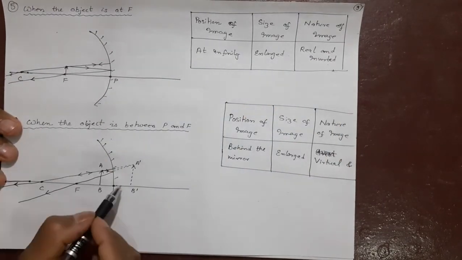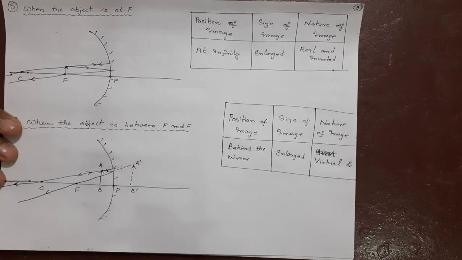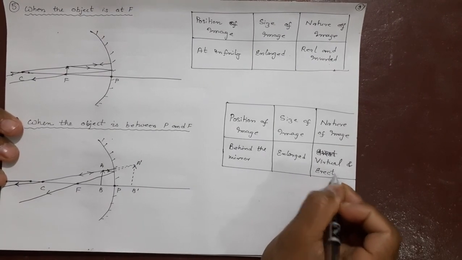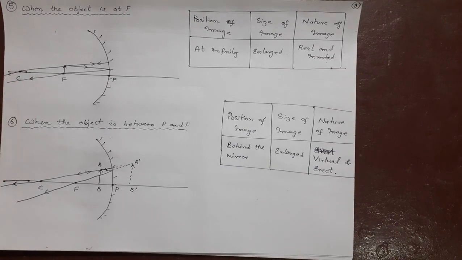Inverted every time, but this time it is not inverted. See, the head is upside, A is upside, A dash is also upside. So virtual and erect as it is. Upside is up, down is down. This is how the images are formed in case of concave mirror.